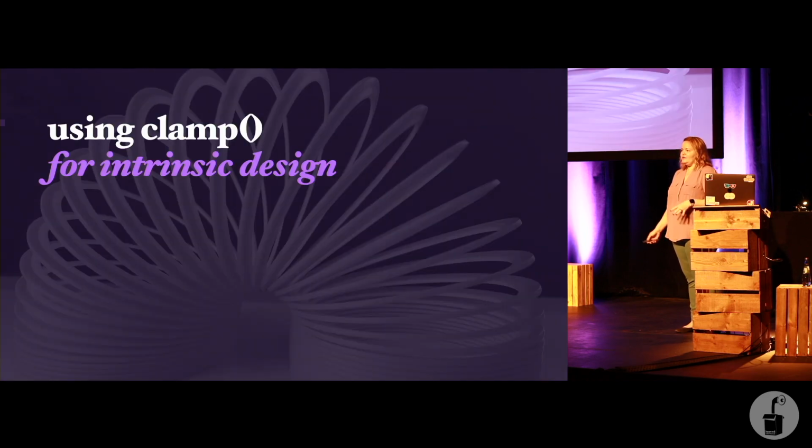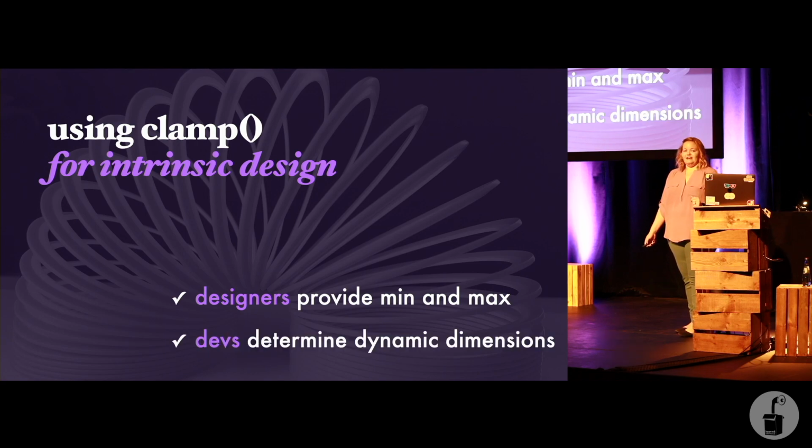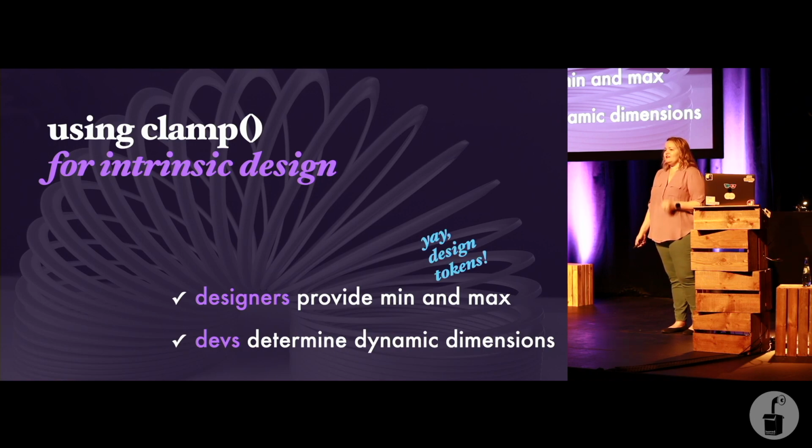So how do we go about using clamp for intrinsic design? My proposal is that designers can provide that minimum and maximum value, and devs can determine dynamic dimensions. Now, I'd like to call out that the min and max values can definitely come from design tokens, which may be a familiar concept if you come from design systems or are using a framework that includes a sizing ramp. And I'll continue to call out opportunities for design tokens because they can be a great method to map our constraints back to designs and wireframes.